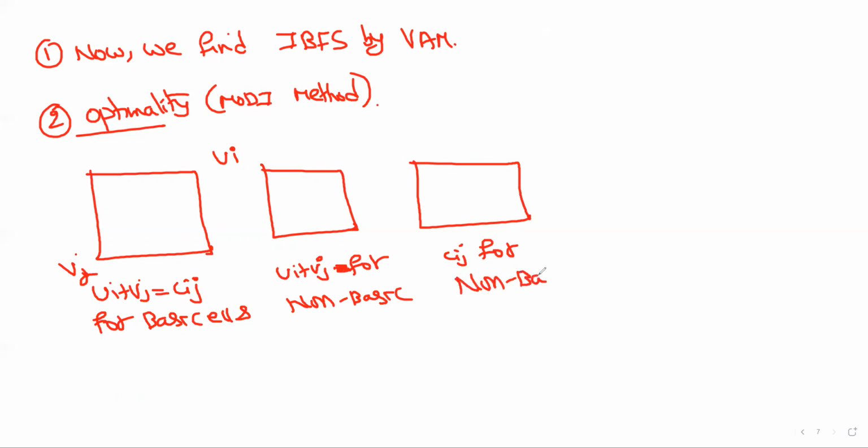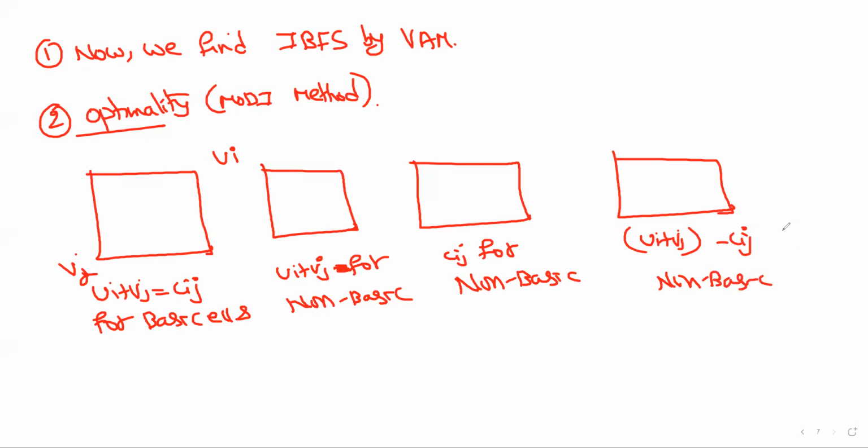Now the second table and third table, correspondingly we have to subtract. The final table is ui plus vj minus cij. All values we have to find for non-basic cells. If these non-basic cell values are always less than or equal to 0, the solution is an optimal solution.